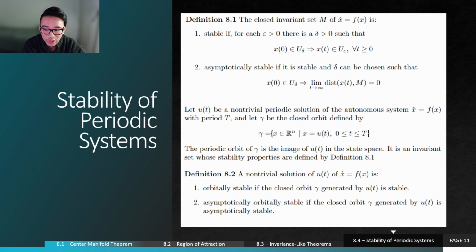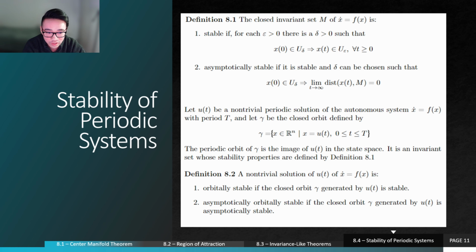Finally, we have stability of periodic systems, which just comes with a few definitions so we can determine what it means for a periodic system to be stable. Starting off, definition 8.1, the closed invariant set M of x dot equals f of x is 1, stable if for each epsilon greater than 0, there's a delta greater than 0, such that x of 0 inside a delta neighborhood implies x of t is within the epsilon neighborhood for all of time greater than 0.